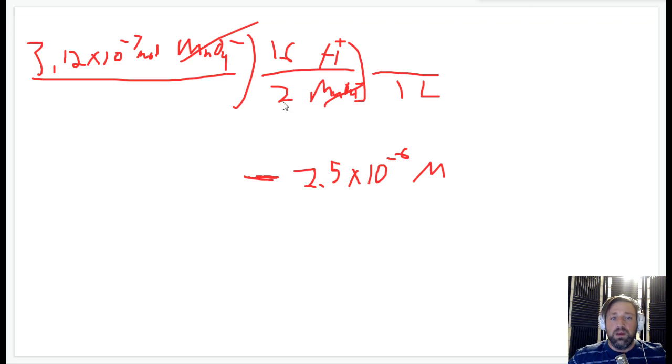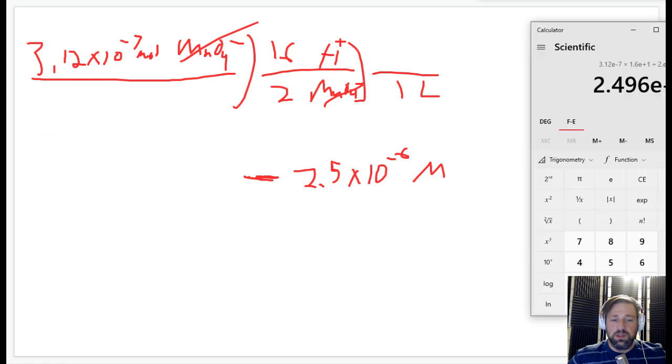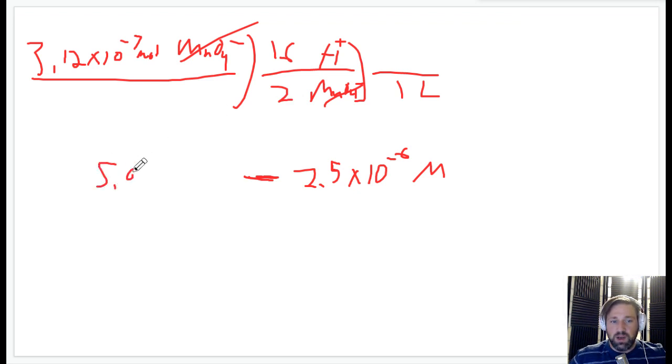Okay? And what was the initial pH? It was 5.3, which means 10 to the negative 5.3 is 5 times 10 to the negative 6th. All right, then. 5.0 times 10 to the negative 6th. And that means that the final molarity of this is going to be 2.5 times 10 to the negative 6th.